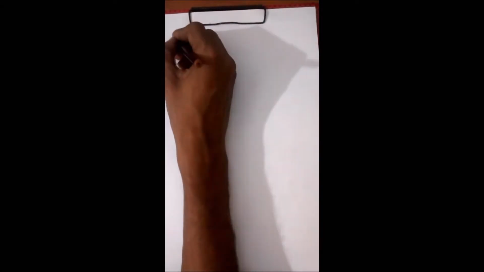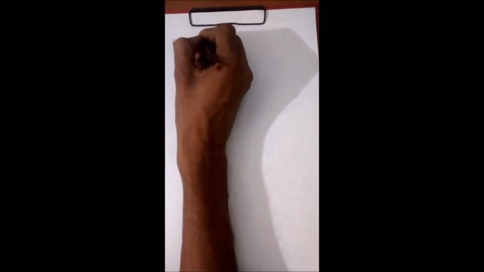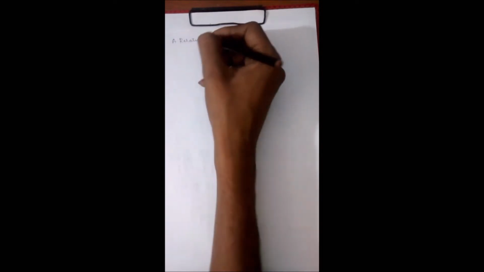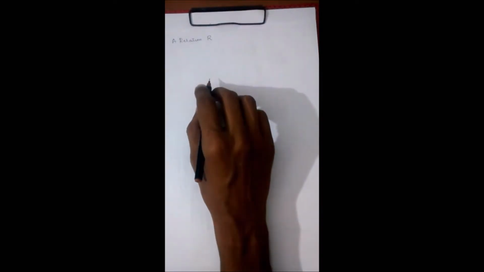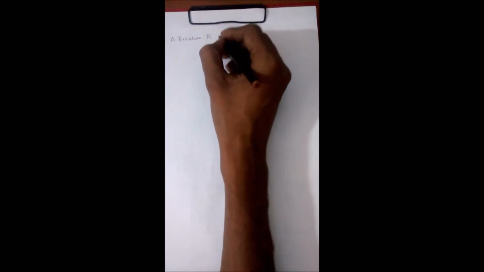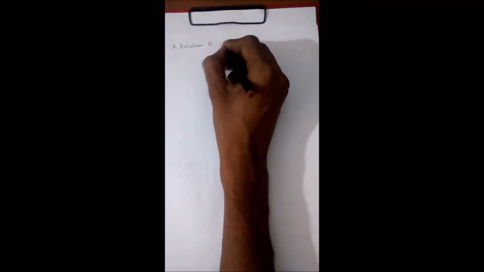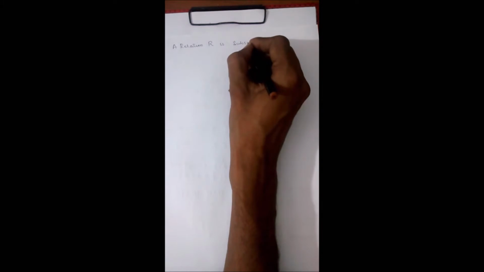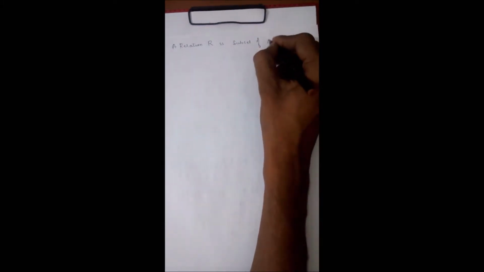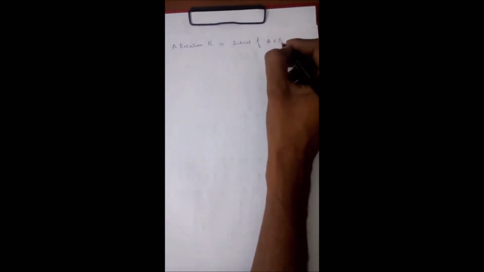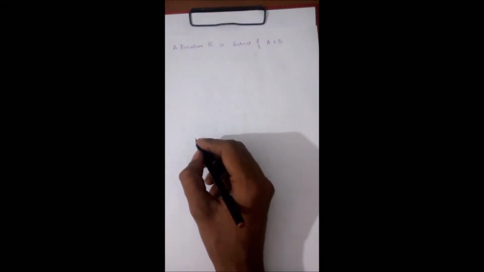Okay, next, what can we say about a relation now? The most basic definition of a relation in my terms will be a relation R. Usually we denote it by capital R. A relation R is nothing but a subset of the product of two sets A cross B.